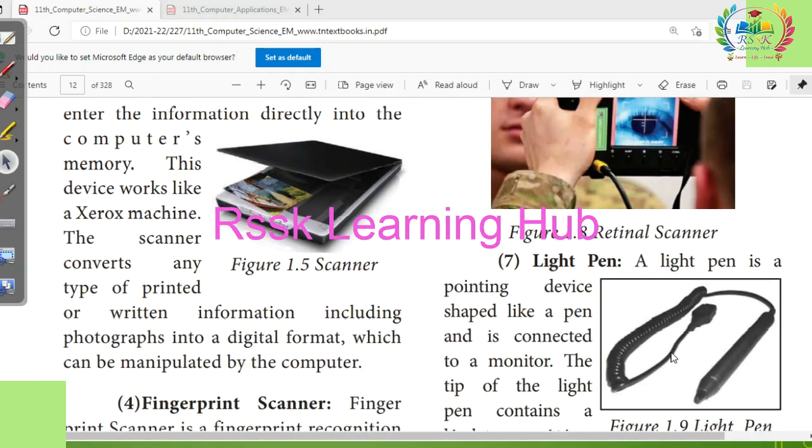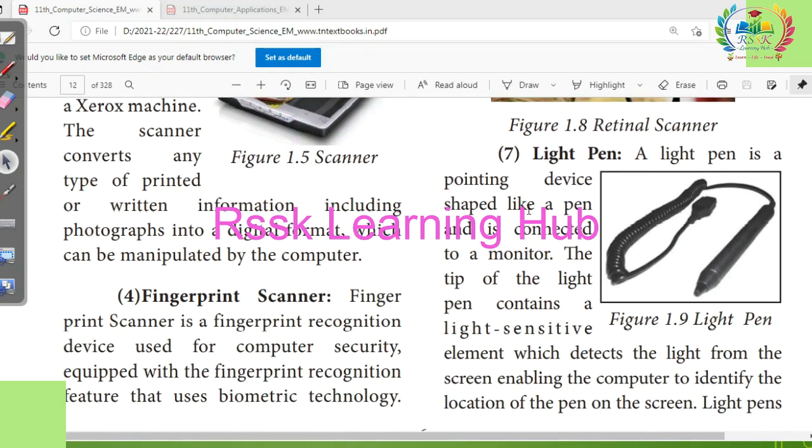Next, coming to the light pen, it is one of your input devices. It's a pointing device shaped like a pen, and it is connected to your monitor. The tip of the pen contains a light-sensitive element which detects the light from the screen. So if the tip of that pen gets a light indication, it will identify the location on the screen where the pen is pointing.